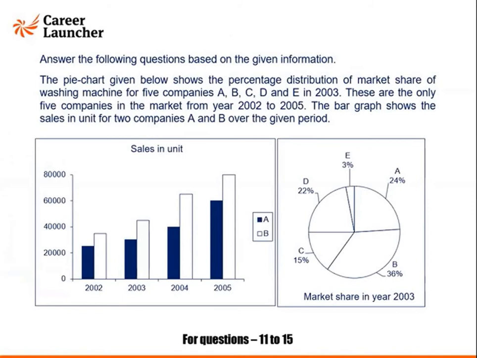This one is the set. So again, I'm writing the information for me. A and B have different sales for different years given to us: 2002, 2003, 2004 and 2005.